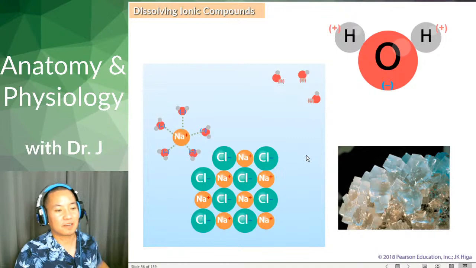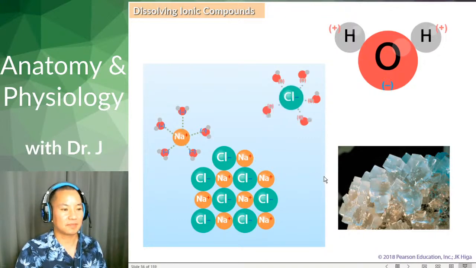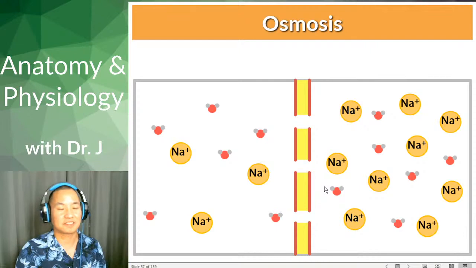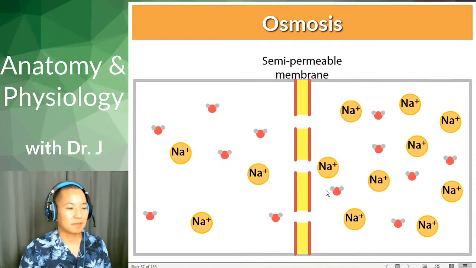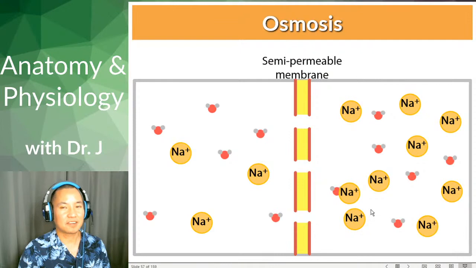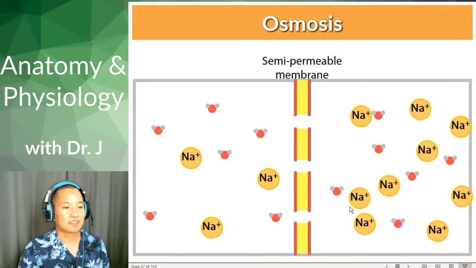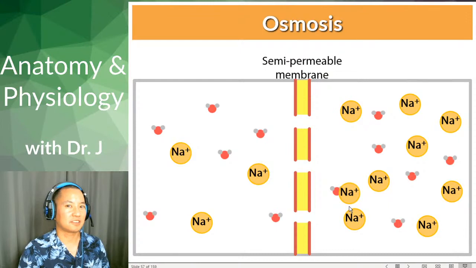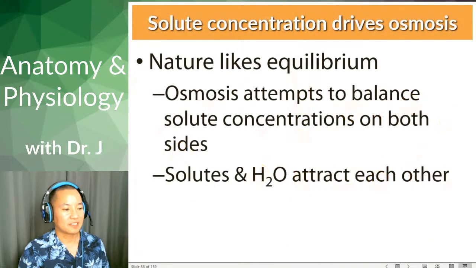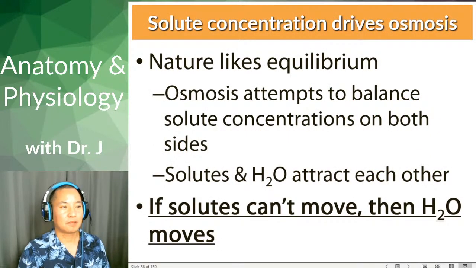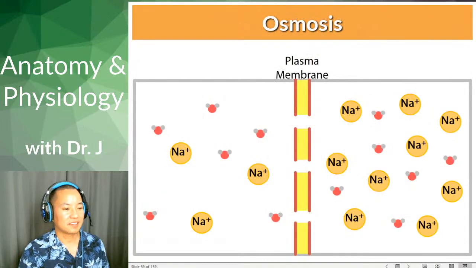This is how water molecules are able to dissolve ionic compounds, or any compound with a charge or enough charge. So here's our semi-permeable membrane, and these charged molecules have a hard time getting through that hydrophobic core. In this case, we're just showing sodium ions, but these sodium ions are kind of trapped. They can't really move across this semi-permeable membrane. But what can pass through a plasma membrane? If solutes can't move, then water moves across the plasma membrane. The sodium is trapped, but water can move from one side to the other.